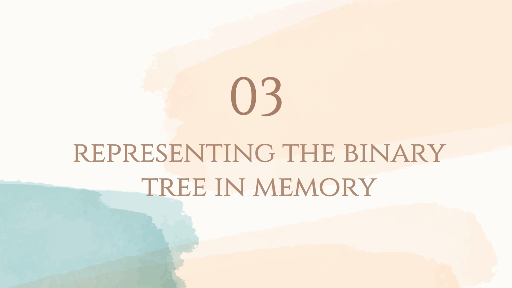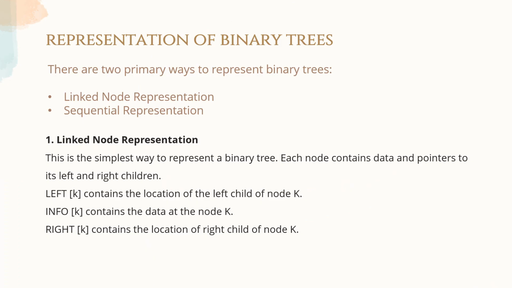Let us see how to represent the binary tree in memory. There are two primary ways to represent binary trees. One is linked node representation and the second one is sequential representation. In the linked node representation, each node contains data and pointers to its left and right children. Left of K contains the location of the left child of the node K. Info of K contains the data at the node K. Right of K contains the location of the right child of the node K.